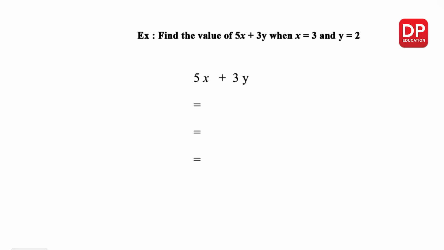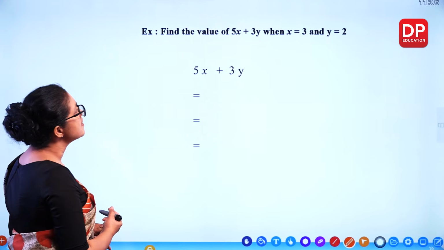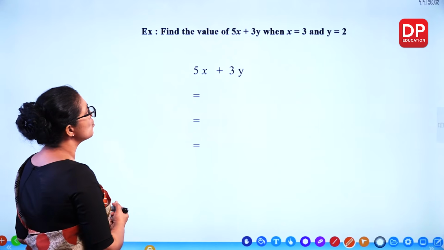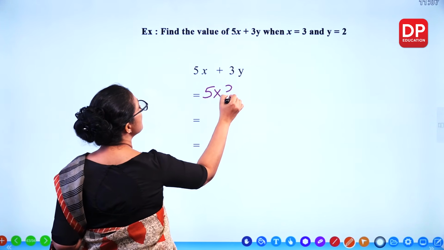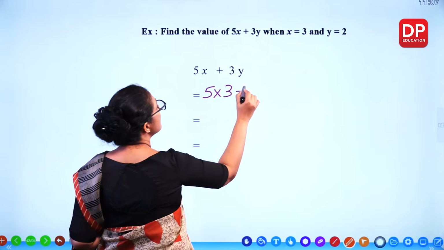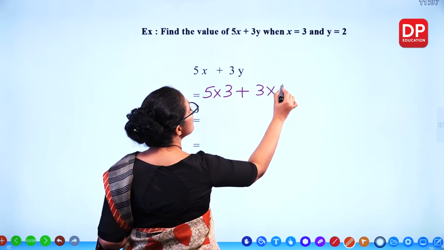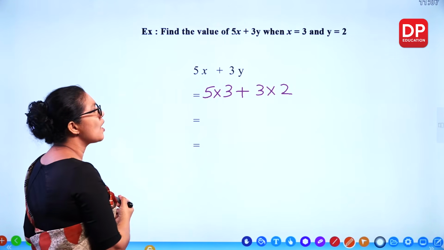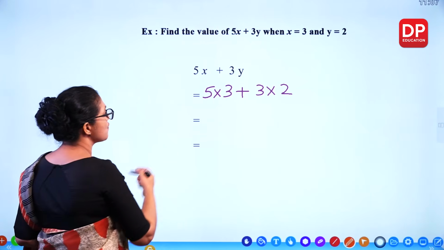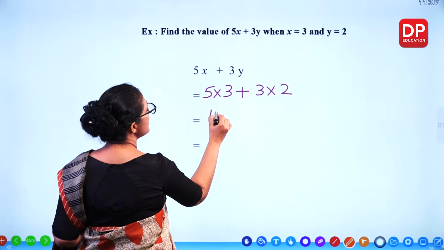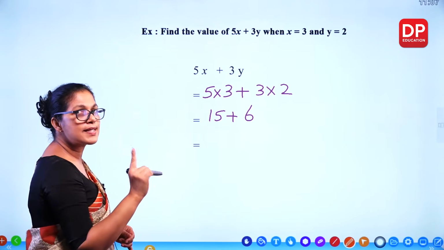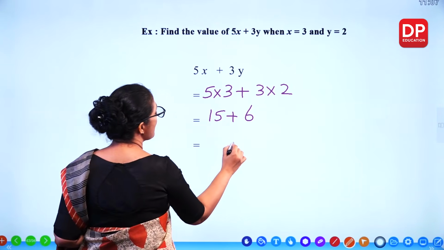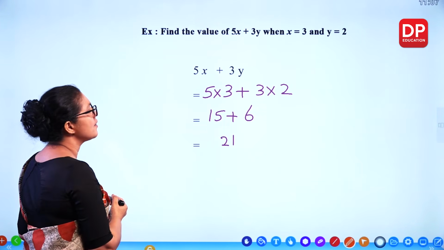Find the value of 5x plus 3y when x equals 3 and y equals 2. Substitute 5 times 3 because x is 3. 3 times 2, y is 2. Now multiplication first. 5 times 3, 15. 3 times 2, 6. 15 plus 6, you get 21.